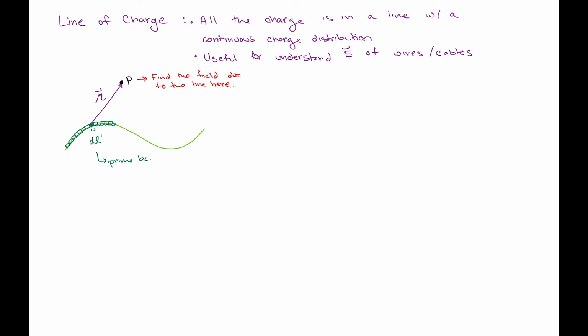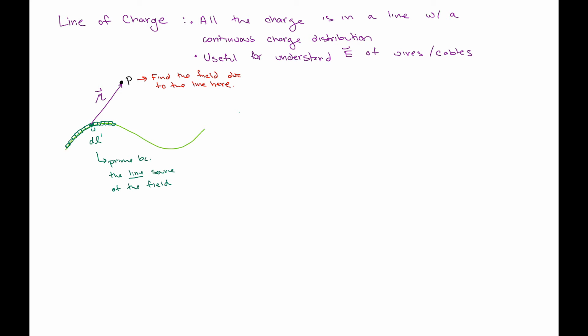because the line is like the source charge before. The line is the source of the field. We're trying to stay consistent with the notation in the book, but having these primes helps you separate what the source charge is. So this is the source of our electric field. dl prime is a little chunk of my line, so that's going to have units of meters.